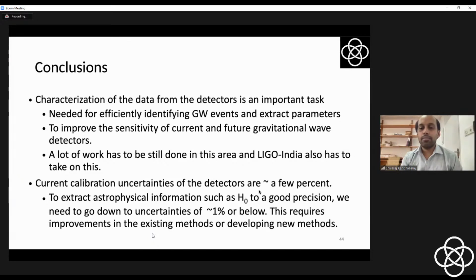Right now the calibrations are at the level of a few percent. But if you want to go much better, for example if you want to measure the Hubble constant to good precision, then we need to go to a calibration uncertainty at the level of 1%. This requires a lot of work, and that's what people are now looking into. I think that's all I wanted to cover.